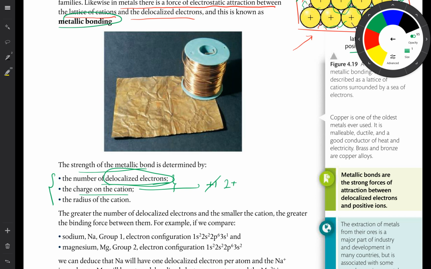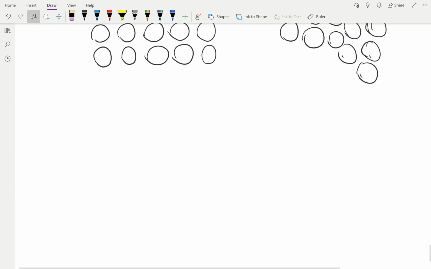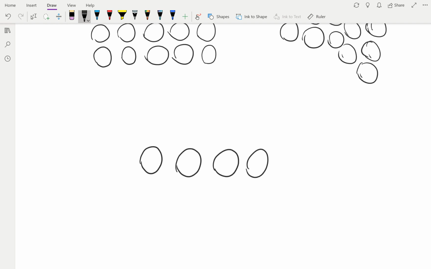And the third thing that determines the strength of the metallic bond is the radius of the cation. If the cation becomes smaller, the distance between the metal ion and sea of electrons decreases, so the electrostatic attraction increases. We can show it here that if the metal is big, like this one, suppose it has two valence electrons, so each atom will have two delocalized electrons. So there are two delocalized electrons per atom in the lattice structure of the metal, and the charge of the cations would be 2 plus.